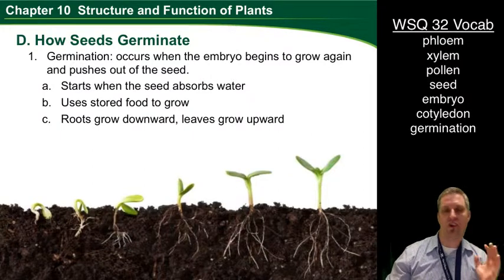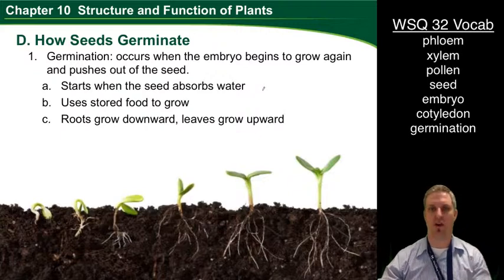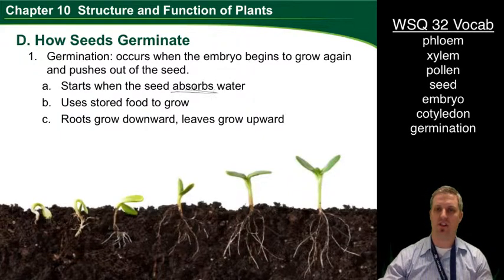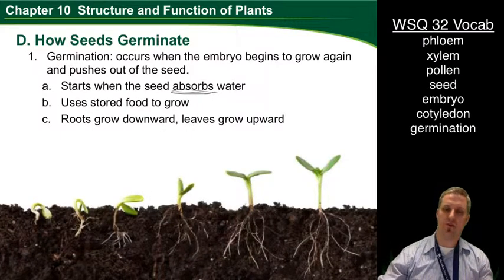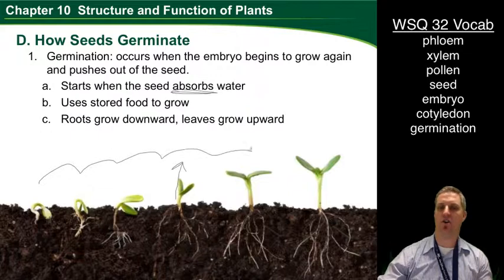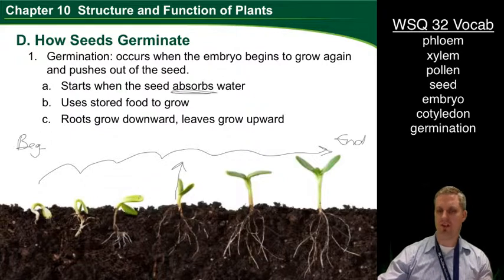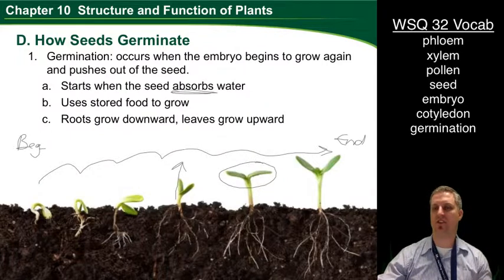Okay, this starts when the seed begins absorbing water. That's always the beginning of germination, so the absorption of water. And the seed will use the stored food inside of the seed to grow for a time. The roots, you'll notice, will grow downward and the leaves will grow upward. And you produce, as we see in this example, this stage of growth from beginning to the end. Notice what's happening. The roots are developing more and more as we go. And the leaves are starting to come out.